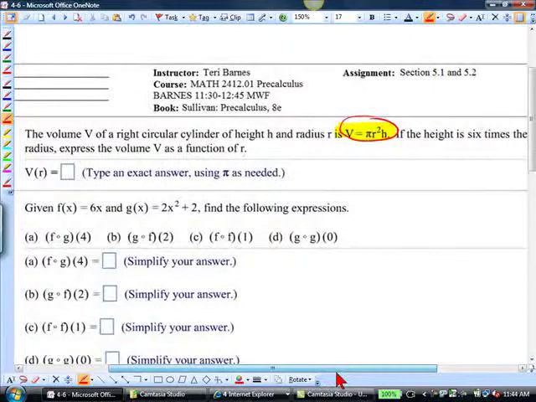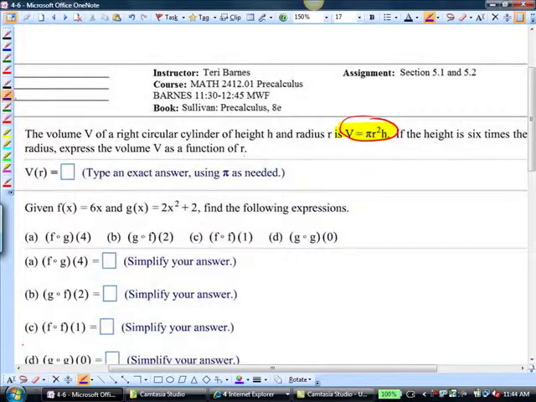All right. The volume V of a right cylinder of height h and radius r is V equals pi r squared h. So it gives you an equation. If the height is 6 times the radius, express the volume as a function of r. This is such an important application, especially if you're going on to calculus, to be able to rewrite an equation as a function of some other variable or one variable. It's really important. So, what are we going to think about to do this problem?